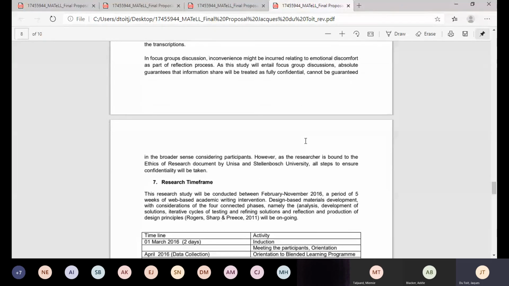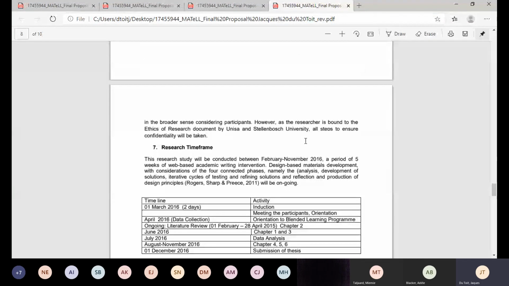Then your research time frame, they're going to ask you about the research time frame as well. When are you going to meet your participants? When are you going to start your chapter 1? When are you going to start your chapter 2?